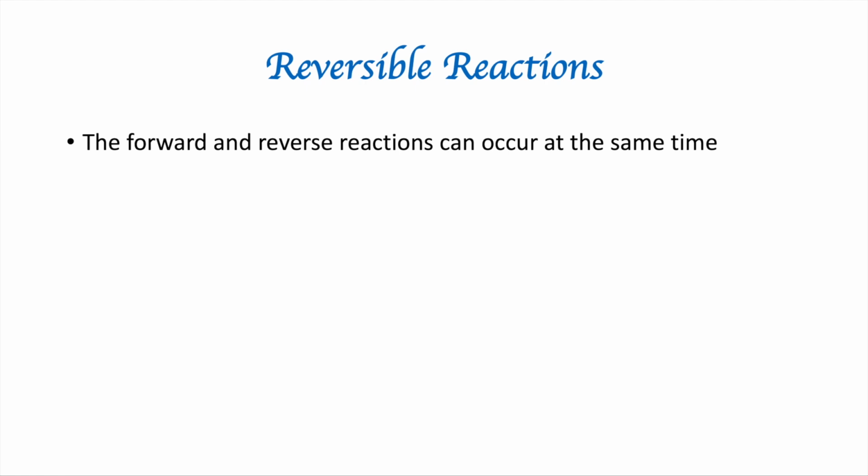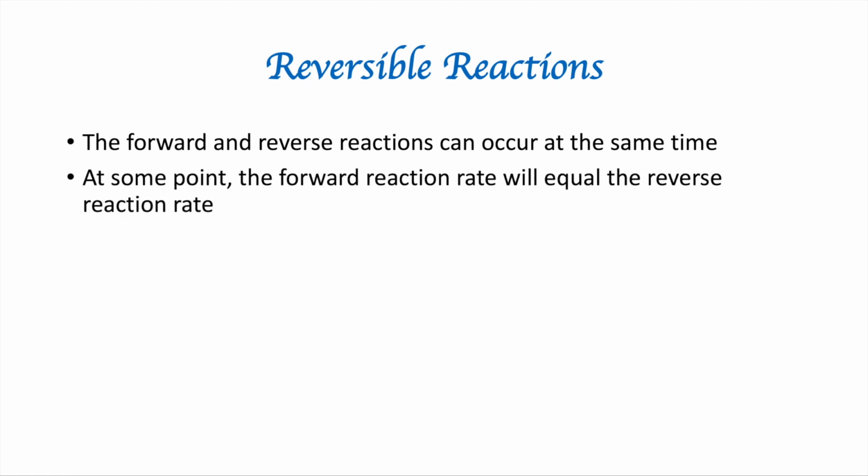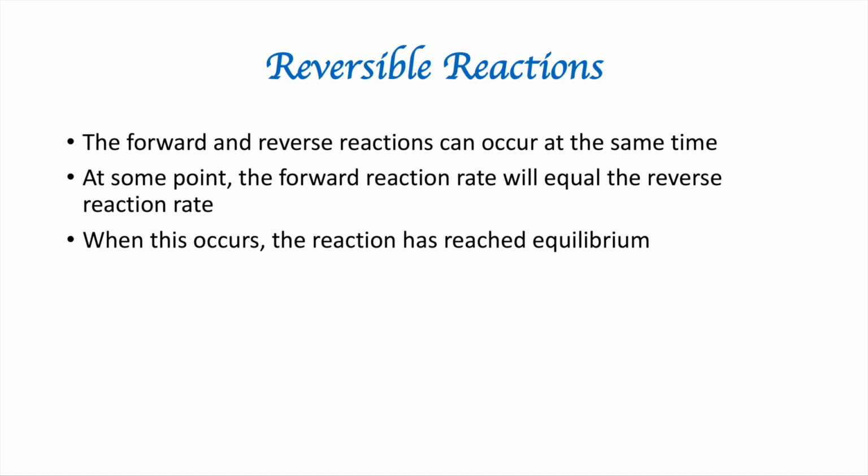So the forward and reverse reactions can occur at the same time. And at some point, the forward reaction rate will equal the reverse reaction rate. So how quickly the reactants are turning into products will be the same as the rate at which the products are turning into the reactants. When this occurs, the reaction has reached what's referred to as equilibrium. In other words, there's no change taking place between the reactants and products.